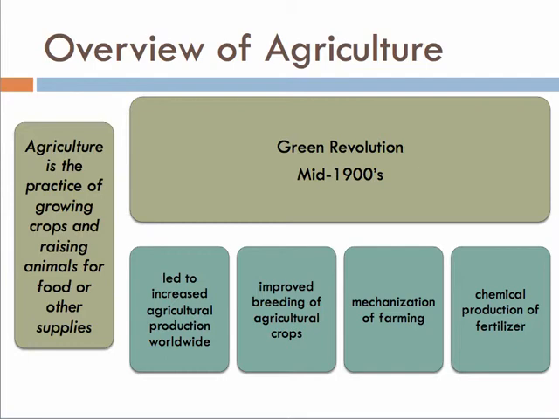Research and technology in the mid-1900s, known as the Green Revolution, led to increased agriculture production worldwide due to improved breeding of agriculture crops, mechanization of farming, as well as chemical production of fertilizers. Grain production almost tripled from 1950 to 1990, and as food production expanded, human population grew as well.